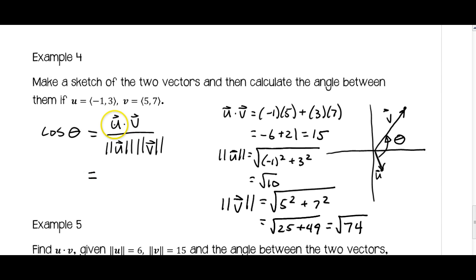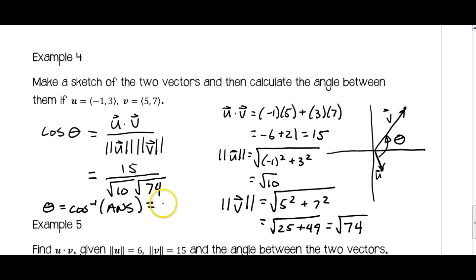So I've got dot product, which was 16, over the product of the magnitudes, so that's square root of 10 times the square root of 74. And then we're going to find that, and at the end we're going to do the cosine inverse of our answer, and hopefully you come up with about 56.5 degrees. So there's a fair amount of work here, but again, nothing is terribly difficult to figure out.